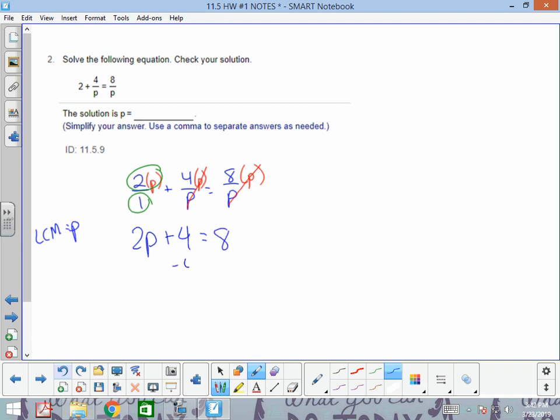Now I have a real simple equation to solve. I don't have to factor on this one because my exponent is not a 2 or more. So I just subtract 4 and divide by 2. This 2 does not make that denominator or that denominator into a 0, so the solution is 2. All right, so far so good?